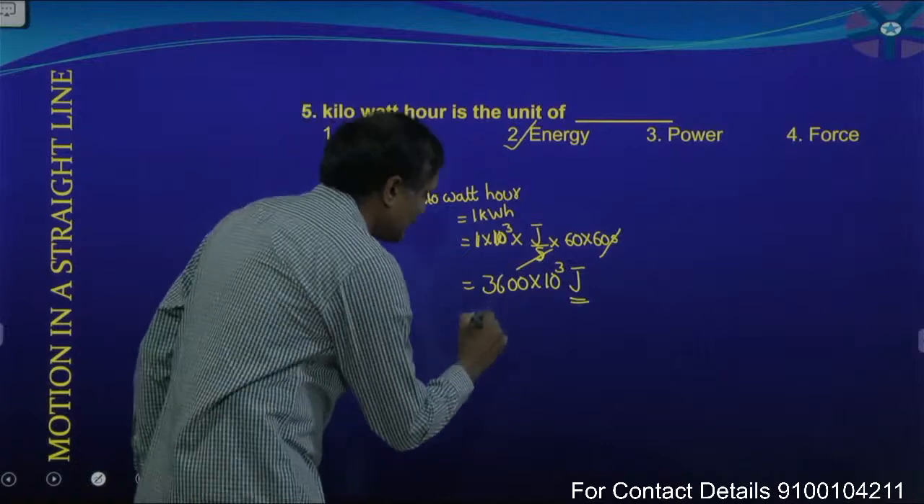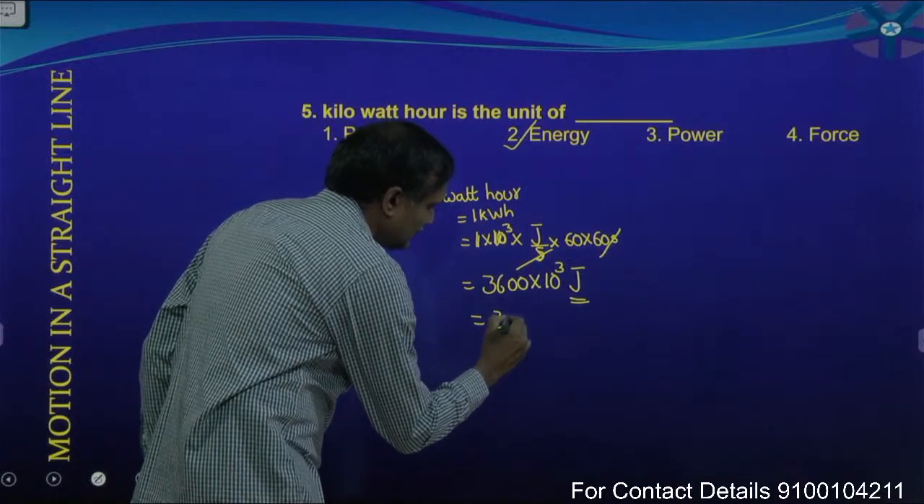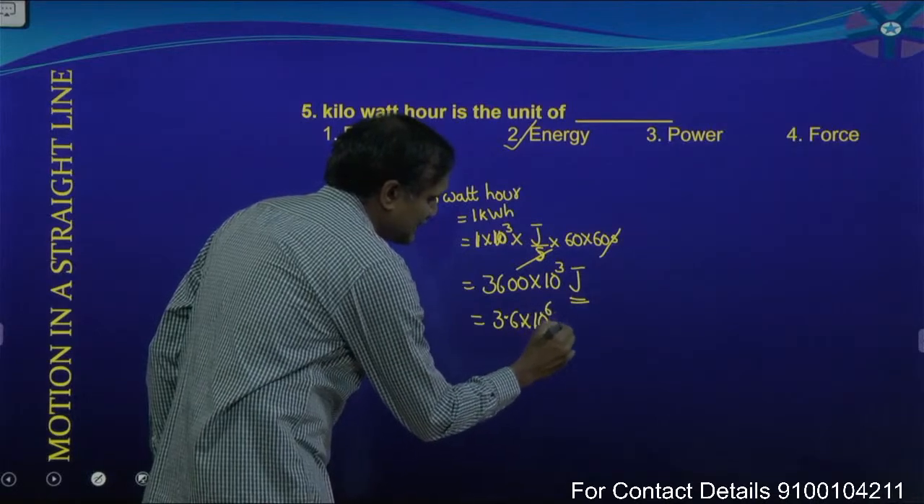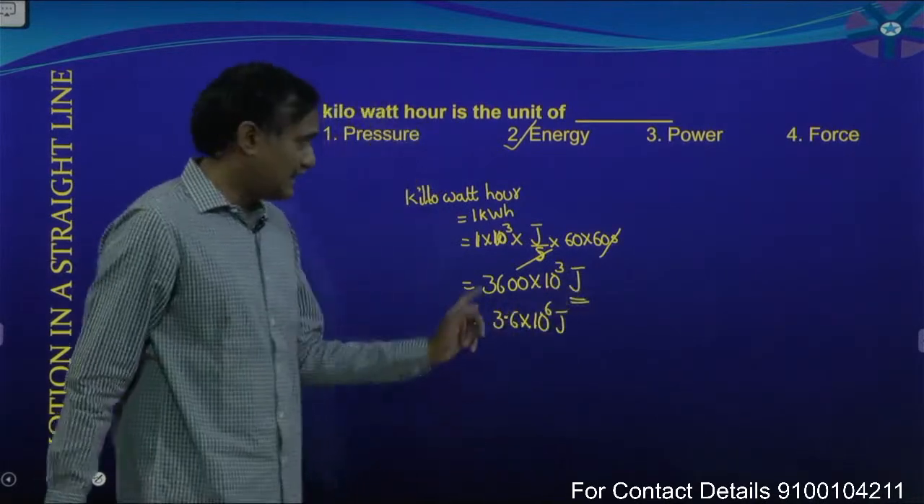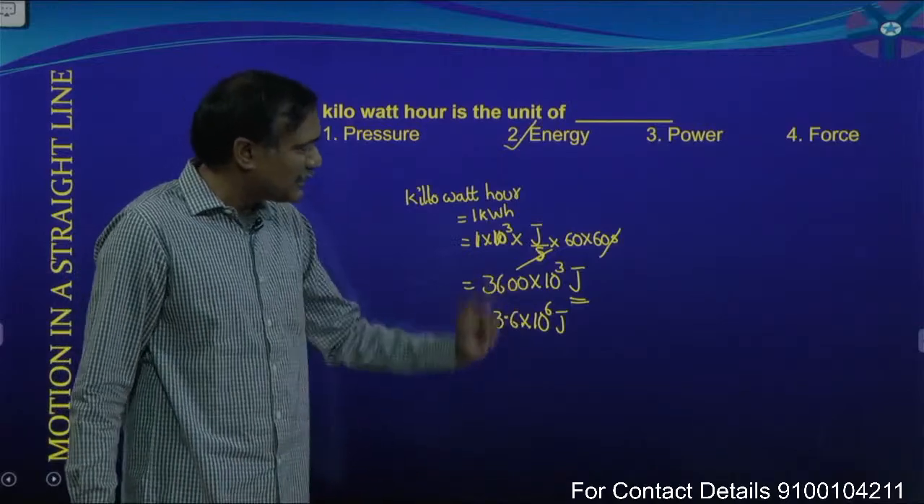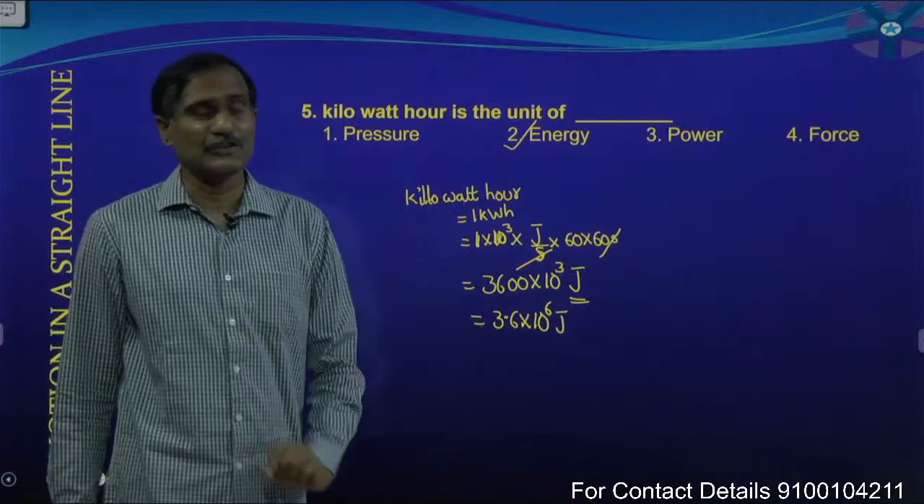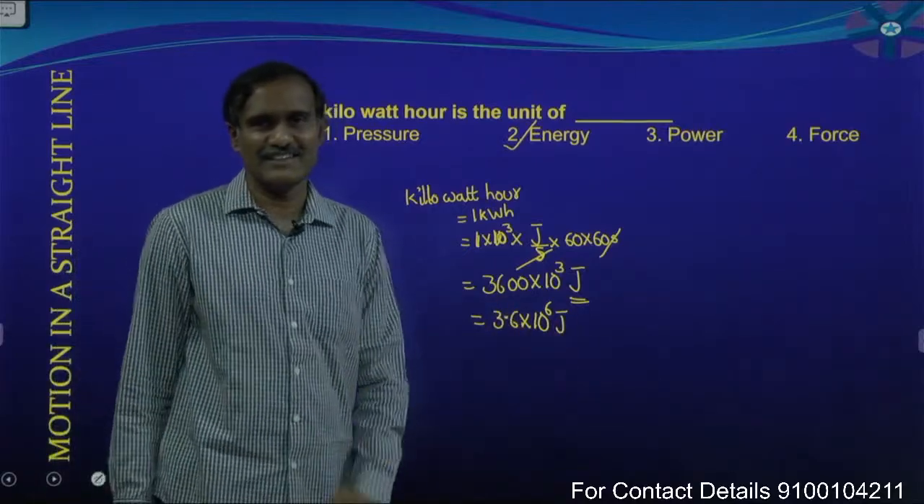1 kilowatt hour is equal to 3.6 into 10 to the power of 6 joules. That is 3.6 into 10 to the power of 3 into 10 to the power of 3. Total it becomes 3.6 into 10 to the power of 6 joules. Remember that.